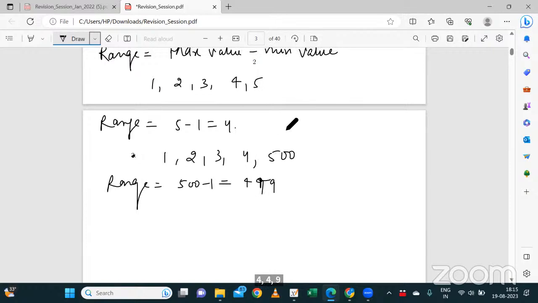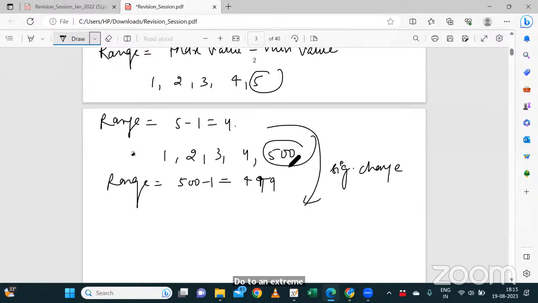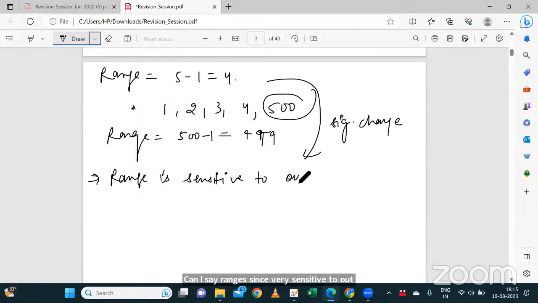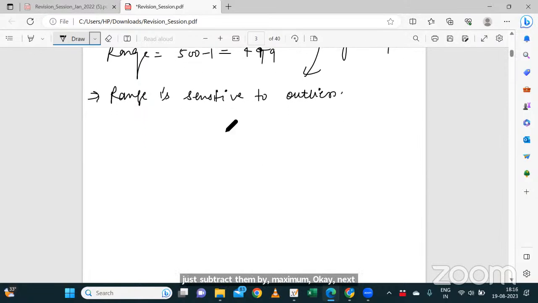So can you see there is a significant change due to an extreme value? Yes or no? Yes, correct. So that means, can I say range is very sensitive to outliers? Did you get the idea? Okay. Now, range is very simple. If you are asked what the range of a data set is, just subtract the minimum value from the maximum value. That's all. Okay.